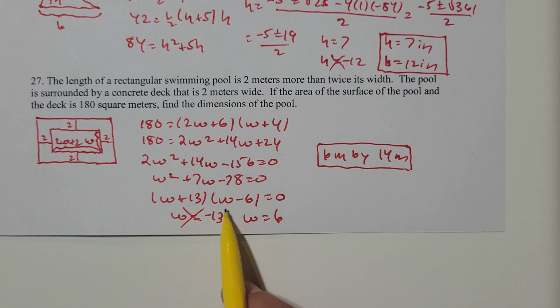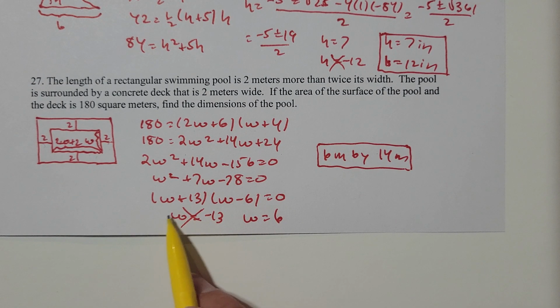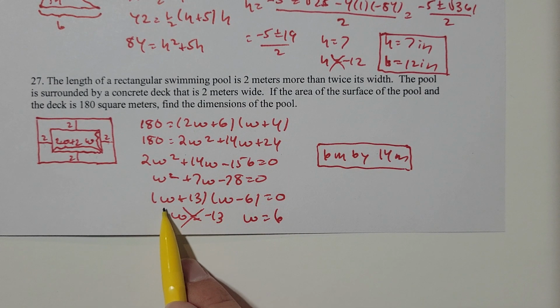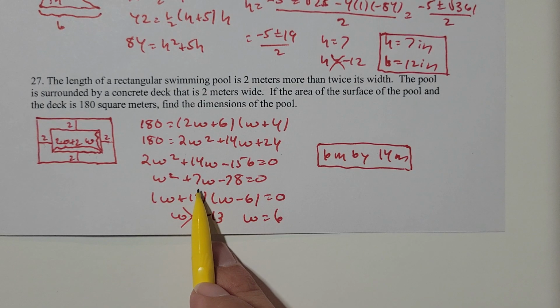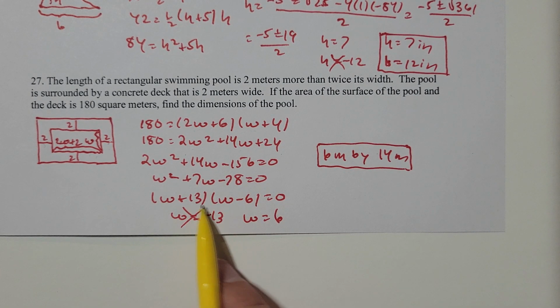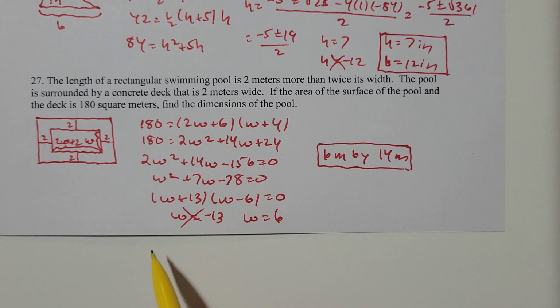13 and negative 6 are going to work. 13 times negative 6 is negative 78, and 13 minus 6 is 7. Let me check this. W times W is W squared. Negative 6W plus 13W is 7W in the middle. And 13 times negative 6 is negative 78 at the end. That looks good. And if we're not seeing this, we can't just not do the problem, right?